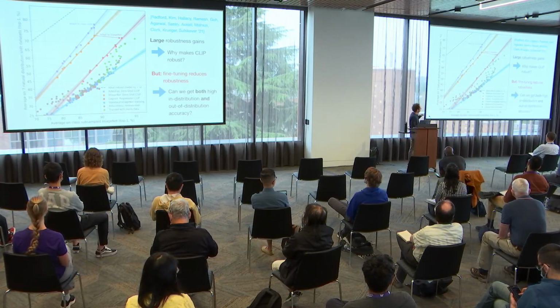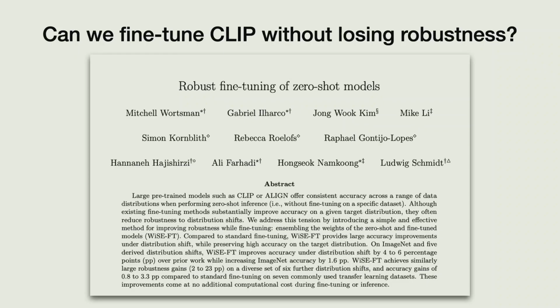So another important question here was, can we get the best of both worlds? Fine-tune these models in a way so that we have good in-distribution performance on a target task and good robustness. Okay, so this is what we did together with many great collaborators. Mitchell and Gabriel led this. Basically, we were asking, can we fine-tune these CLIP models in a more robust way?